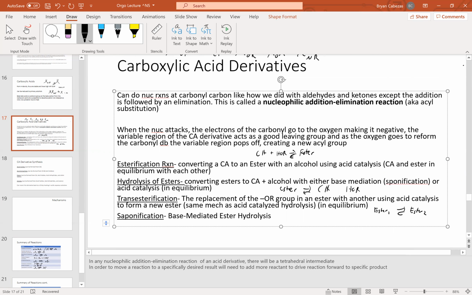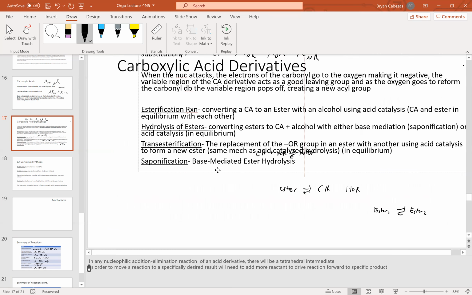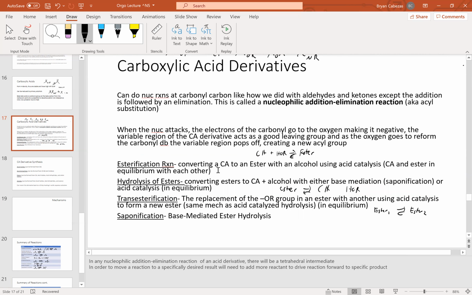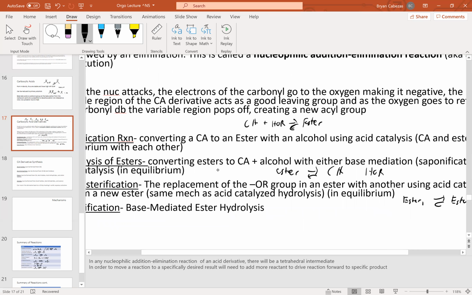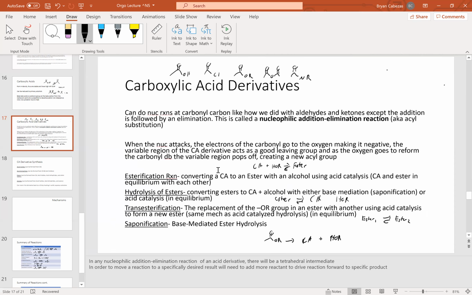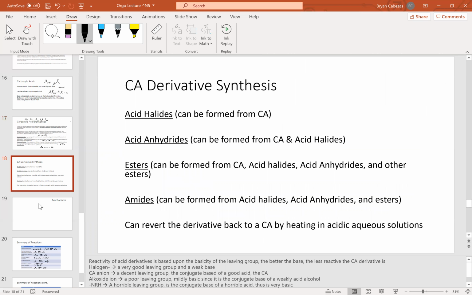This reaction, the base-mediated ester hydrolysis, is not going to be in equilibrium. So you're only going to have a product form for saponification. And what saponification is, it's just the ester being formed back into its carboxylic acid plus alcohol group using base. That's what saponification is. Okay, so now let us get into the reactions for all those.